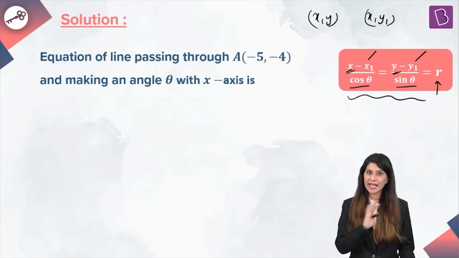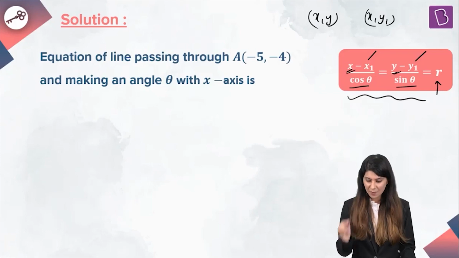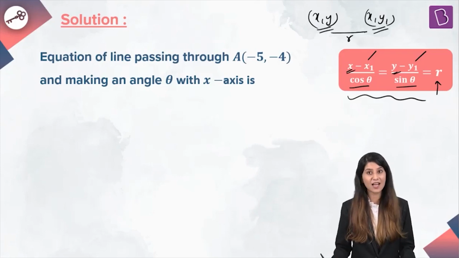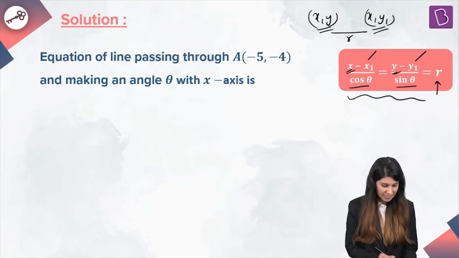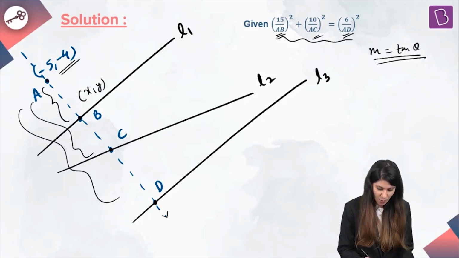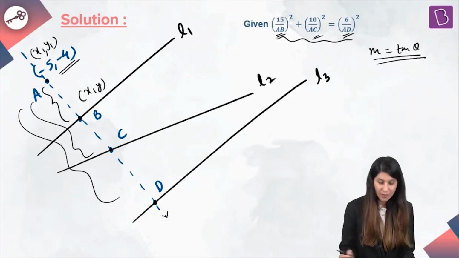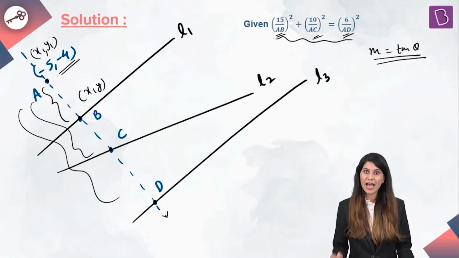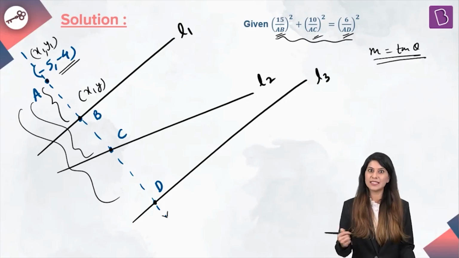X comma y is any point on the line. Remember, the distance of x comma y, the unknown point, to this known point is nothing but r. In this particular situation, the same scenario is getting created. If I assume this point as x comma y, this will automatically be x1 comma y1, and this AB will be r in this case, and the direction of this line will be the same.